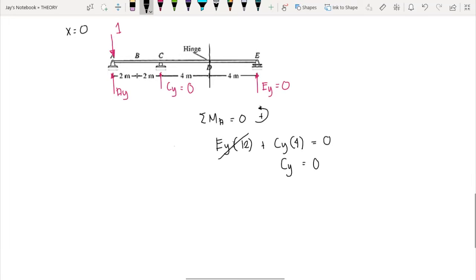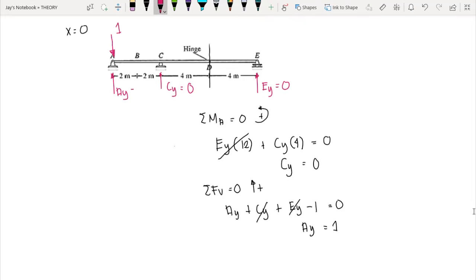And to compute for A, we can just sum up the forces vertically, and this equals 0. So all the forces acting upward are positive. So we have AY plus CY plus EY minus 1 is equal to 0. But take note, CY and EY here are all 0. So therefore, AY is equal to 1.